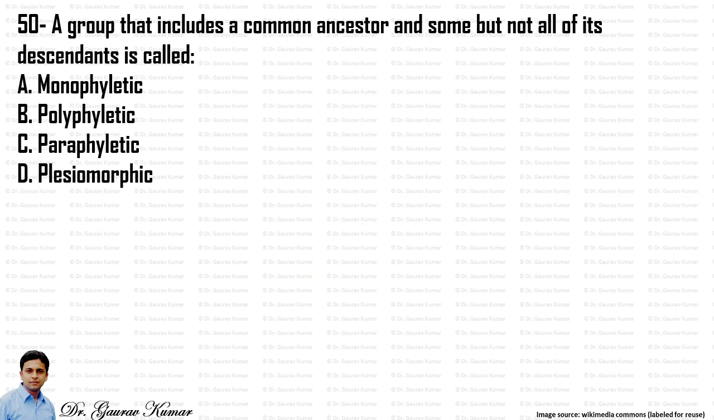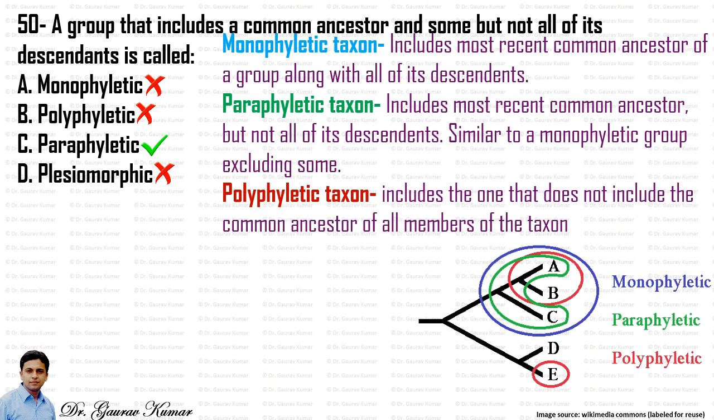Next question, a group that includes a common ancestor and some but not all of its descendants is called. The answer is paraphyletic. So let's read a little bit about these monophyletic, paraphyletic and polyphyletic. Just refer to the diagram and the color in the diagram. Monophyletic is represented by blue, para by green and poly by red.